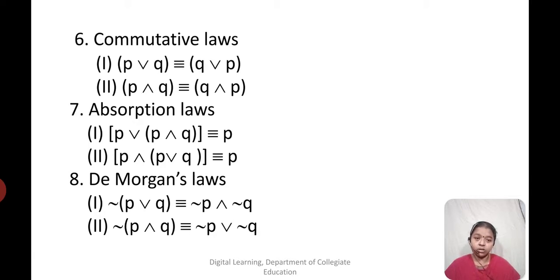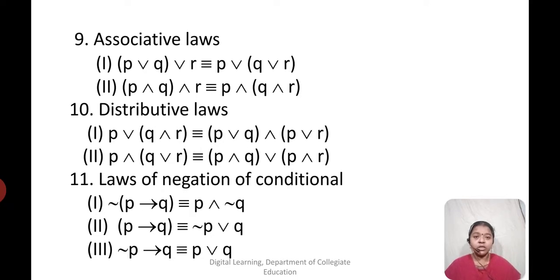Next is De Morgan's laws. This is nothing but De Morgan's laws from sets. You have studied that the complement of A union B is equal to A dash intersection B dash, and the complement of A intersection B is equal to A dash union B dash. In the same way, negation of OR will become AND, negation of AND will become OR. So negation of P or Q is logically equivalent to negation P and negation Q. Negation of P and Q is logically equivalent to negation P or negation Q. The next one is associative laws. This you are all familiar with from union and intersection.